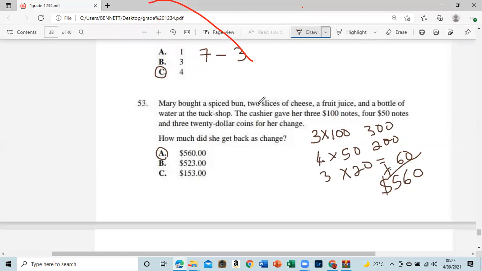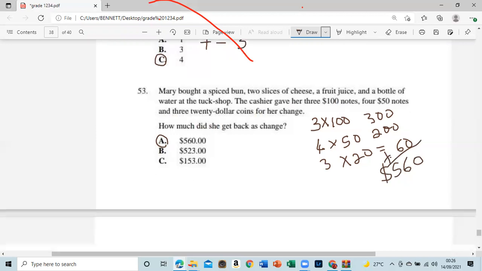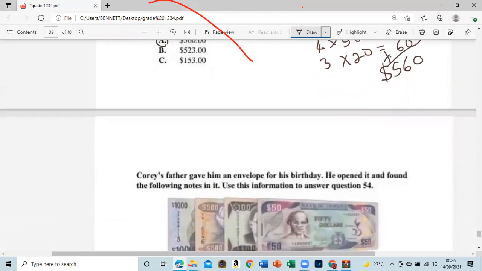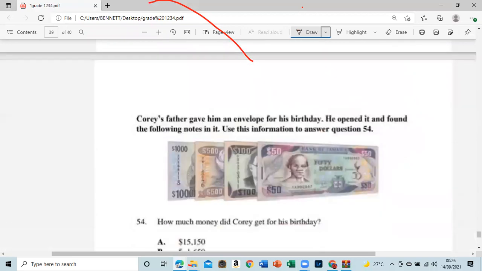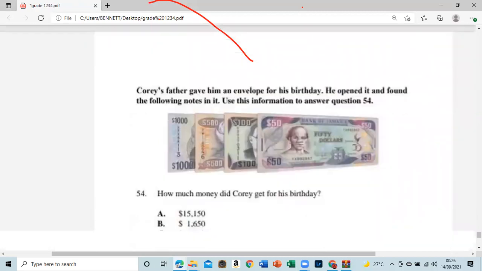It was telling that you go to the chop shop and you bought some stuff. The cashier gave us change. You don't need to pay. These are 7-year-olds, 8-year-olds. I mean, come on. I think we are pressuring them too early, so it's kind of rough when they get older.